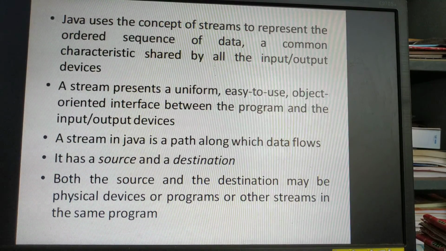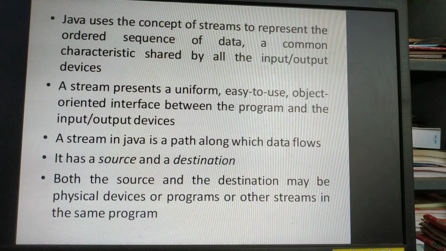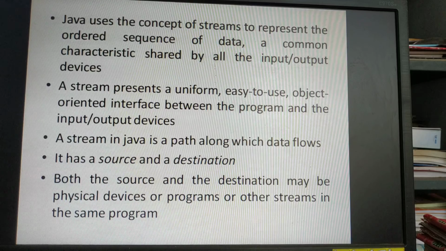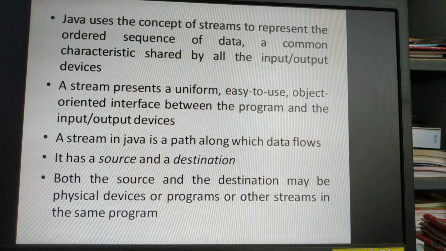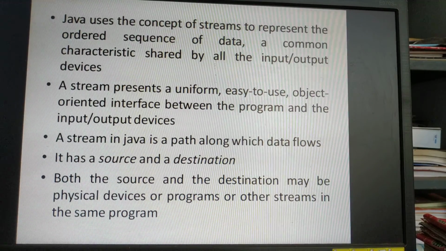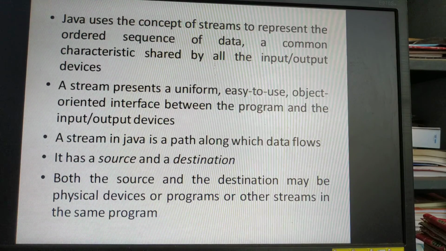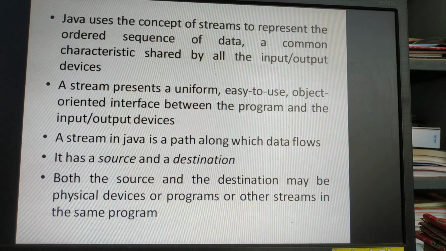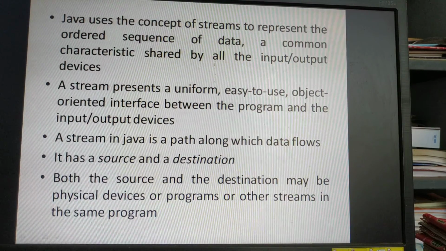A stream in Java is a path along which data flows. It has a source and a destination. The source is the place from where the data originates, and the destination is the place where the required information is going to be stored. This may be either a hard disk or a pen drive. Both the source and destination may be physical devices or programs or other streams in the same program.